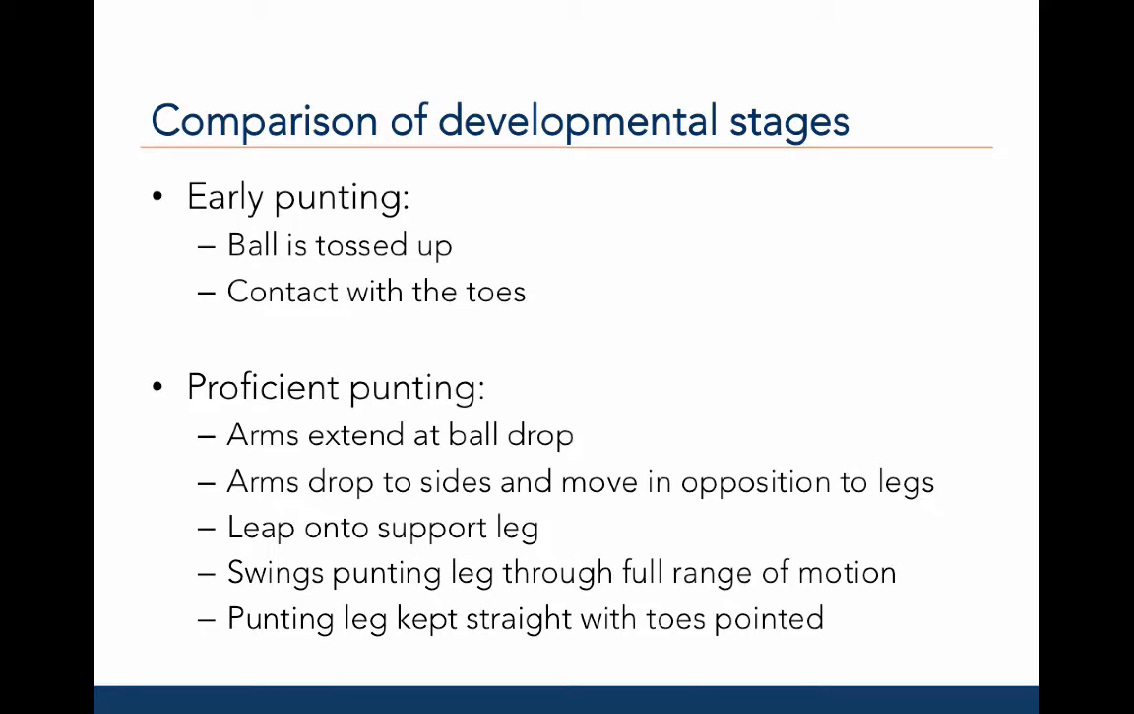In contrast, the proficient punter extends his arms fully at ball drop. His arms drop to the sides and move in opposition to the legs. He leaps onto the support leg and swings the punting leg through a full range of motion. The punting leg is kept straight with the toes pointed at ball contact.